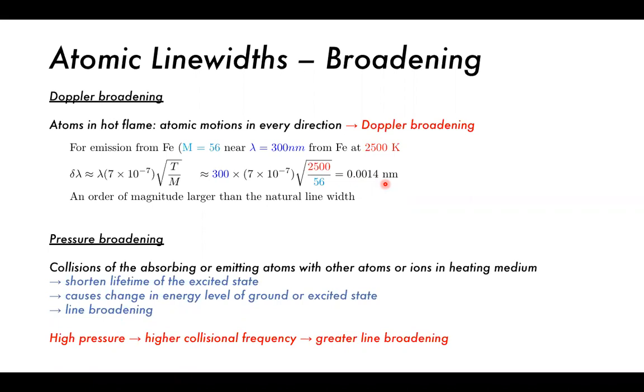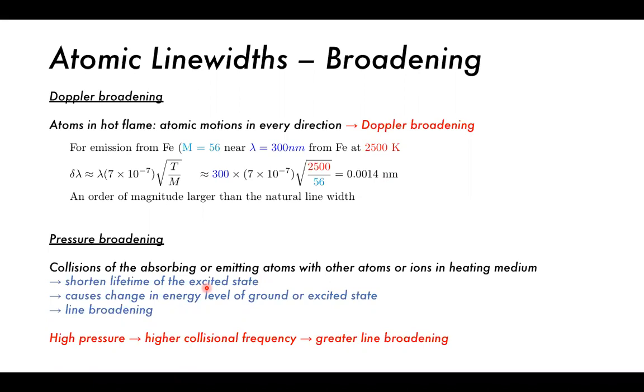Then pressure broadening, so this is caused by atoms interacting with other atoms. It's analogous, but not the same as the sort of concentration problems that we have with the Beer-Lambert law and liquid samples in molecular spectroscopy like UV-Vis. So collisions of the absorbing or emitting atoms with other atoms or ions in the heating medium. So this tends to shorten the lifetime of the excited state because it provides an alternative pathway for that energy release. The energy is released by the collision.